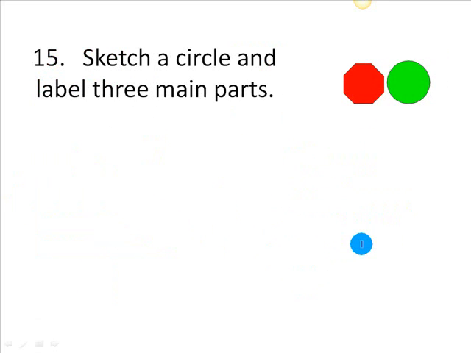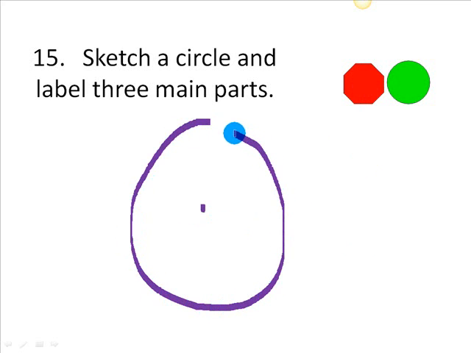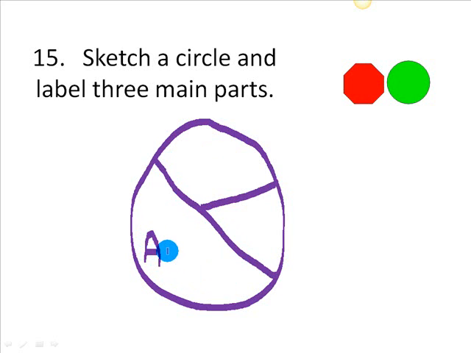Number 15, sketch a circle and label 3 main parts. All right. One of the parts of a circle is its center. Another part of the circle is its circumference, a special name for the perimeter of a circle. Another part is its radius, from the center to the edge, or the circumference. Another part of the circle is its diameter. It's the length that goes from side to side, passing through the center. And another part of the circle is the area.